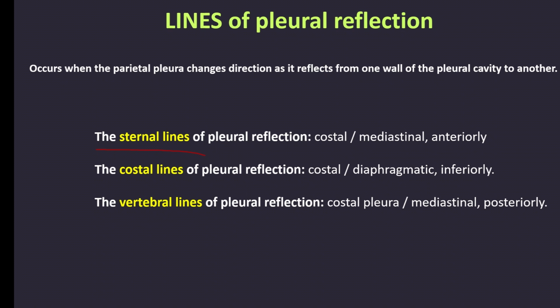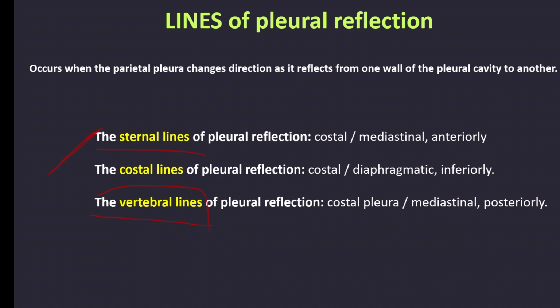Then we have the vertebral lines of pleural reflection. Basically, it's the same thing as the sternal ones, but on the posterior side at the level of the vertebrae. So that's where the costal parietal pleura reflects to become mediastinal pleura posteriorly.